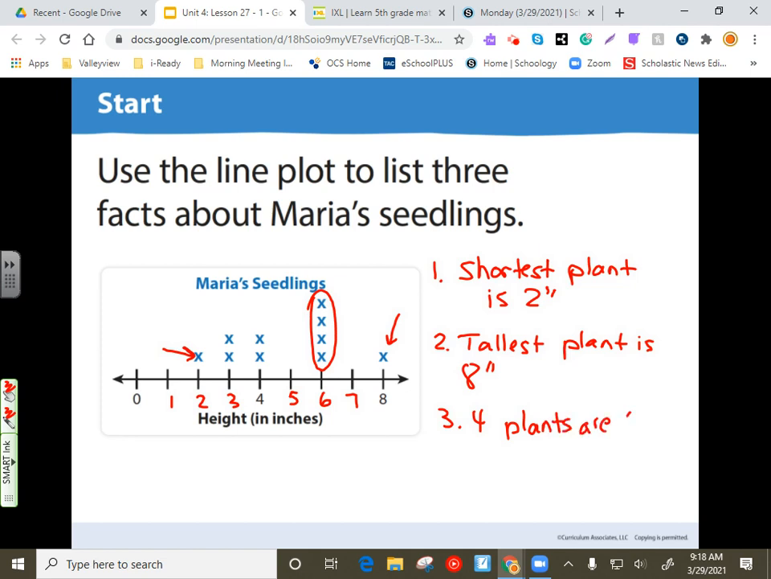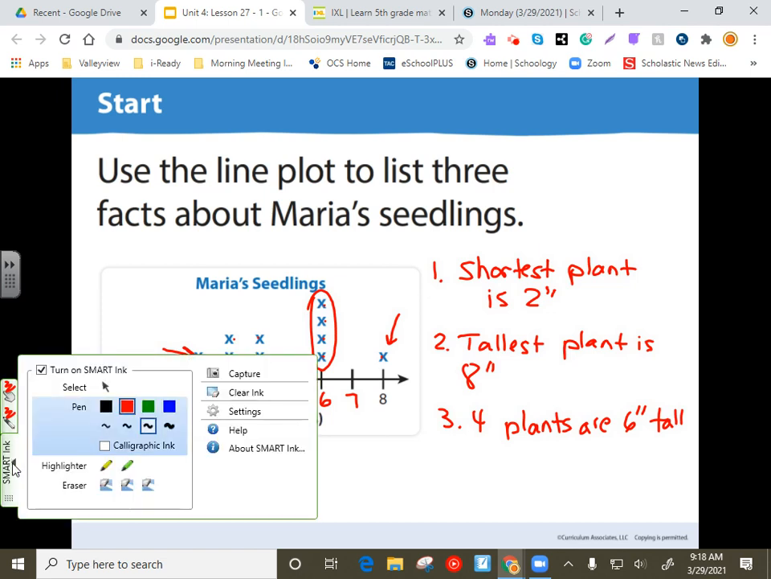And there's other information on here too, like you can say 2 plants are 4 inches tall, 2 plants are 3 inches tall. You can say Maria has 1, 2, 3, 4, 5, 6, 7, 8, 9, 10 plants. There's lots you can gather just from this, basically this line graph and this number line, and then these X's here. So let's work on some more of that and figure out how to make our own.